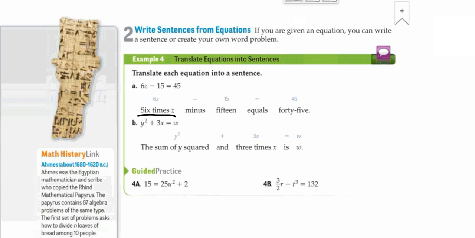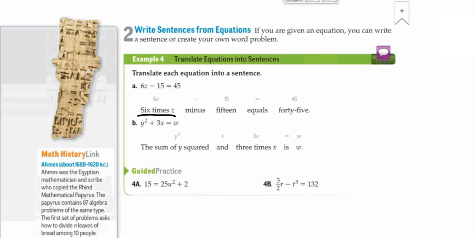I'm not asking you to solve this, it's just asking you to translate the math equation into a sentence. So 6 times z minus 15 equals 45. Lots of other ways that this could have been written as well. Could have been the product of 6 and z decreased by 15 is equal to 45.